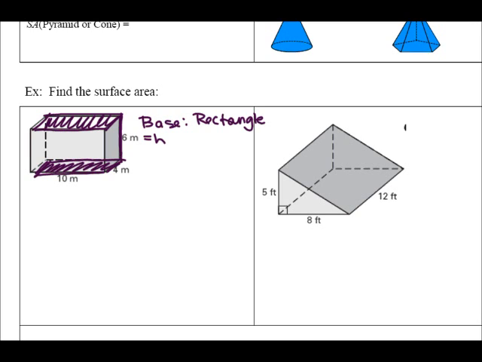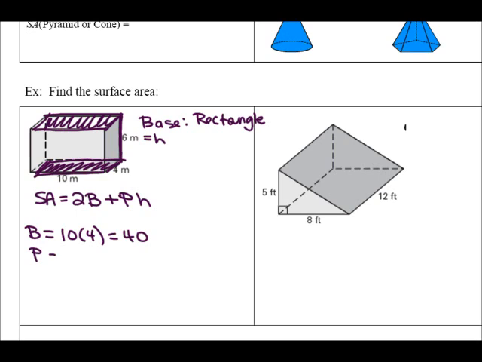Okay, so what we need to plug into the surface area formula is the area of the base and the perimeter of the base. To organize your work, first calculate the area of the base, which here is just a rectangle, so that's 10 times 4, which is 40.